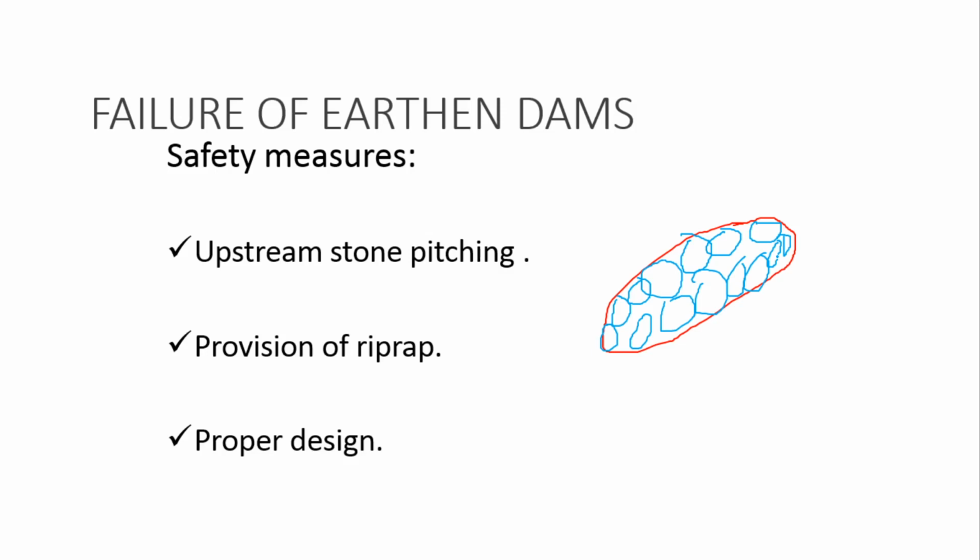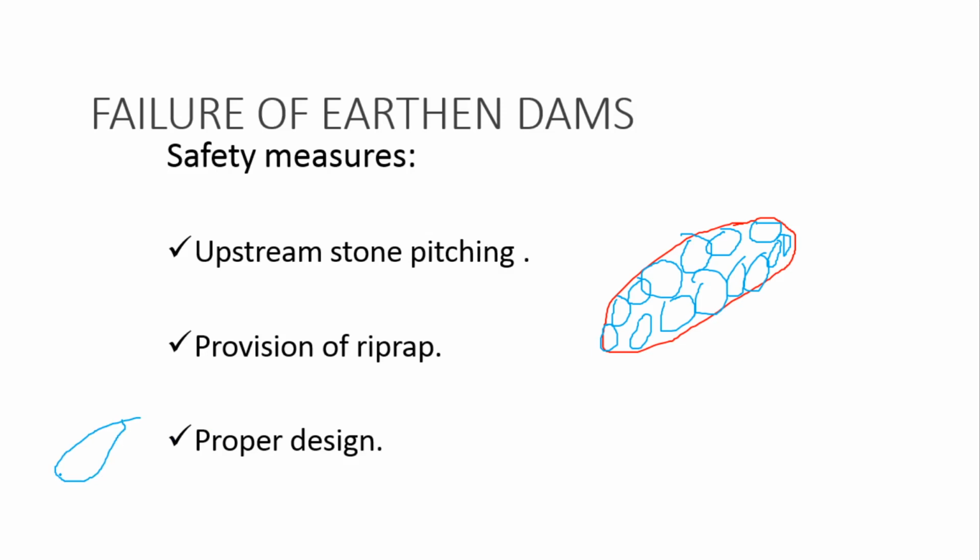Upstream stone pitching. Stone pitching means what? Generally mortar concrete we will take. Mortar means what? Only we will have fine aggregate, cement and water. Okay, we will place our concrete like plastering. After placing concrete, in between we will provide our aggregates. That is nothing but stone pitching.